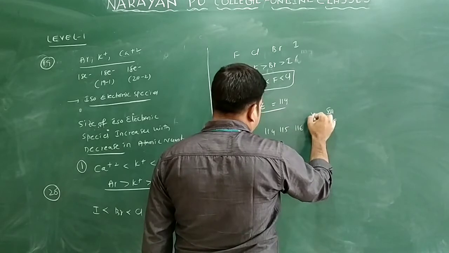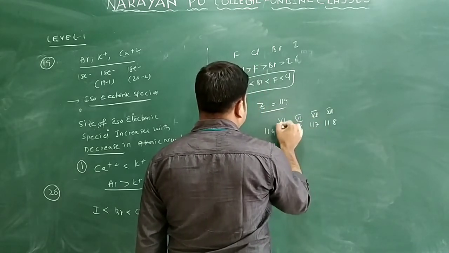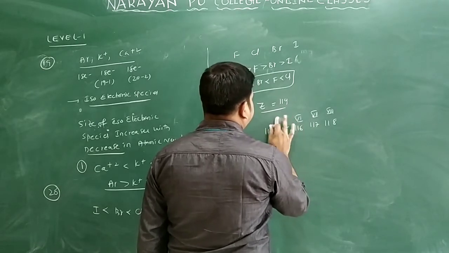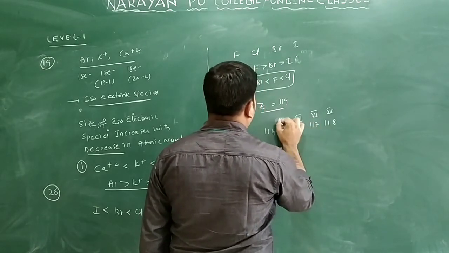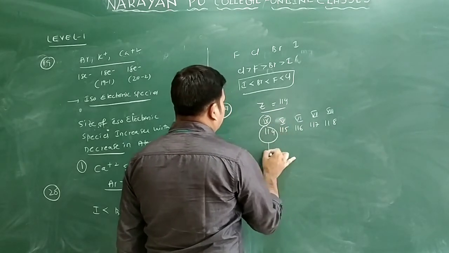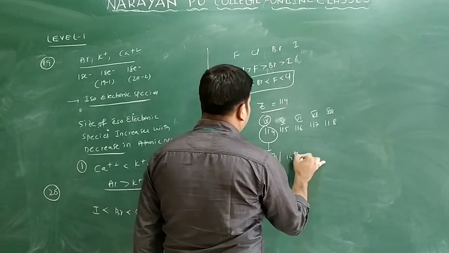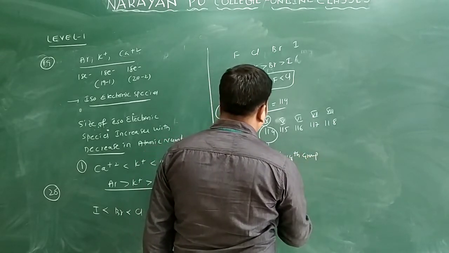So 8th means this you can say 7th group only. This you will say 6th only. This is 5 only. This is 4th group only. 114 belongs to the 4th, or we say 14th group only. 4th or 14th group.